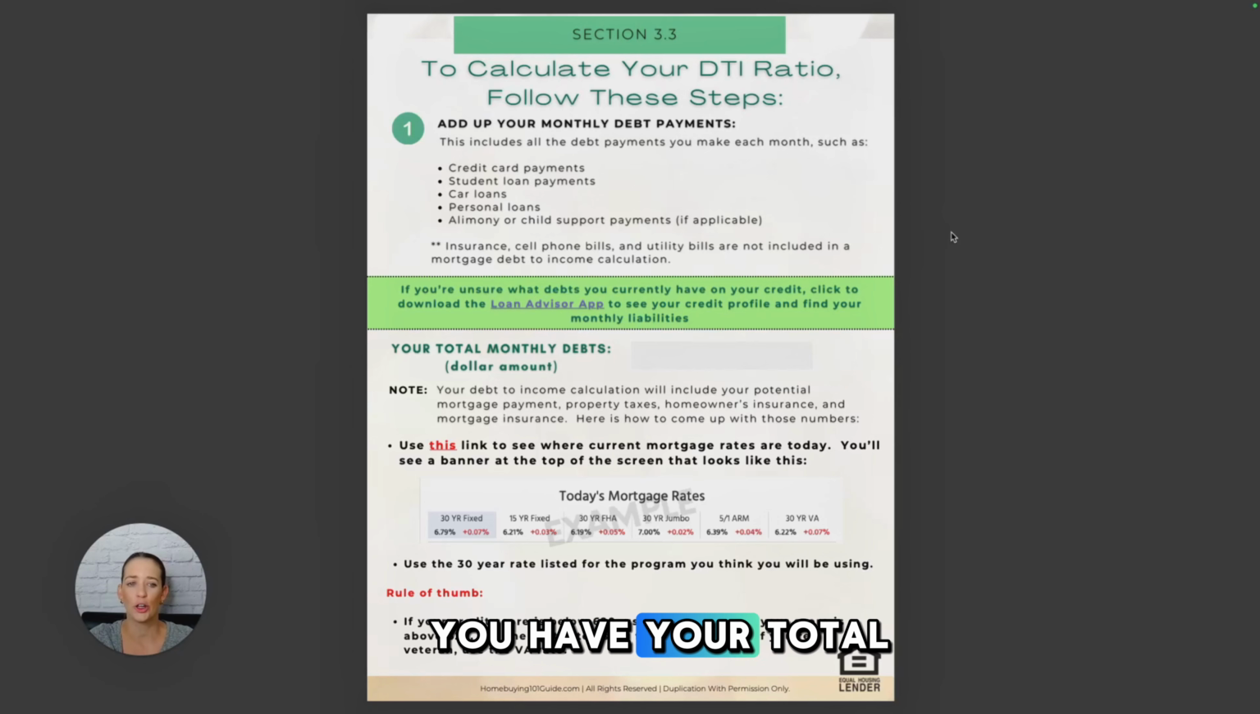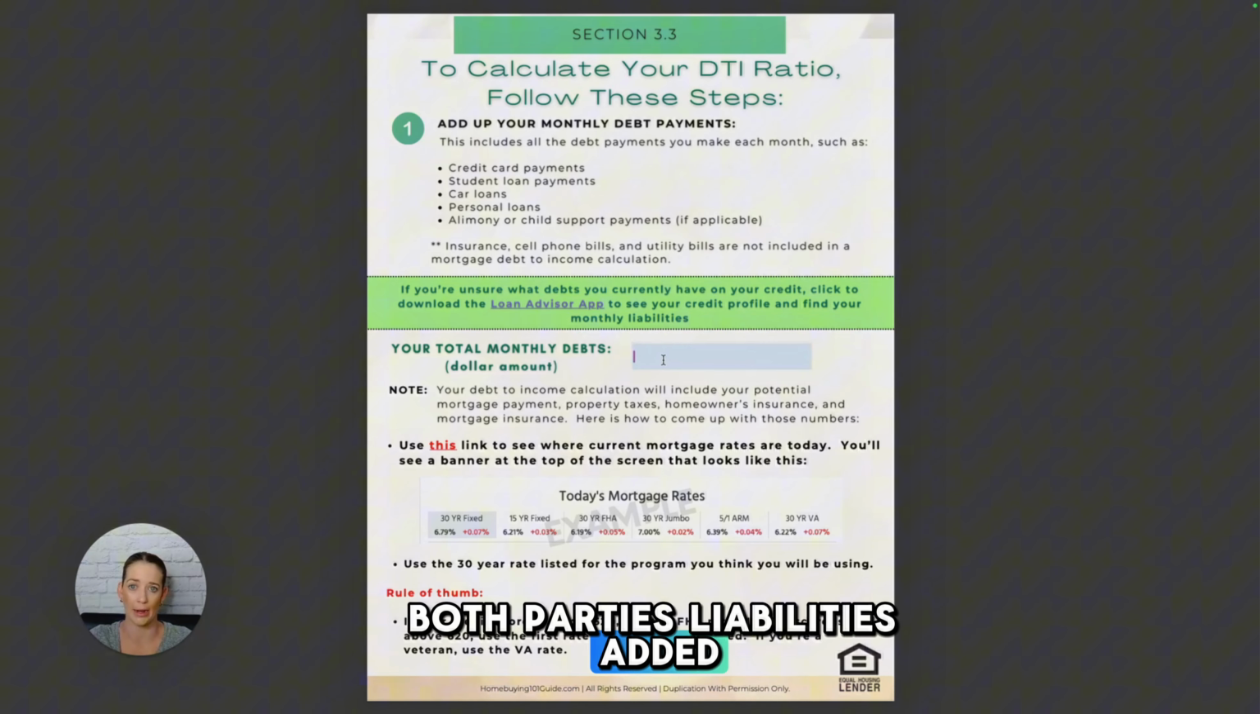So once you have your total monthly debts, now this does go on a monthly basis, so we don't look at the annual payments, we look at things monthly. So you'll put that figure in here. And for this example, I am going to run these numbers with a dual income house. So if you are applying on your mortgage with somebody else, you're going to need to include both of your incomes as well as both of your liabilities. So you want to get both parties' liabilities added into this figure.